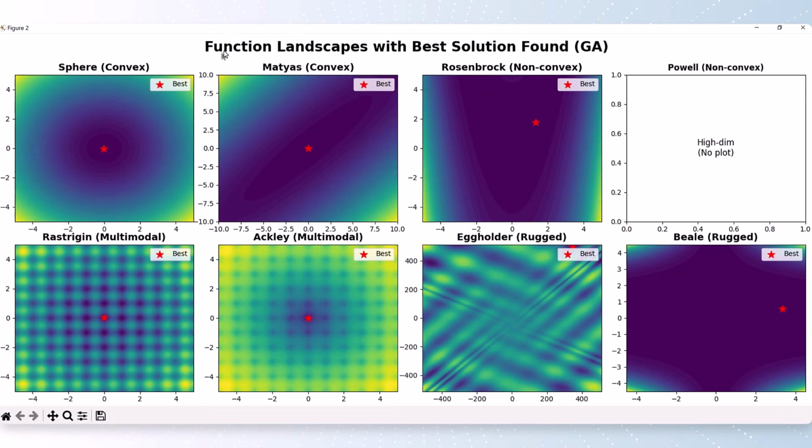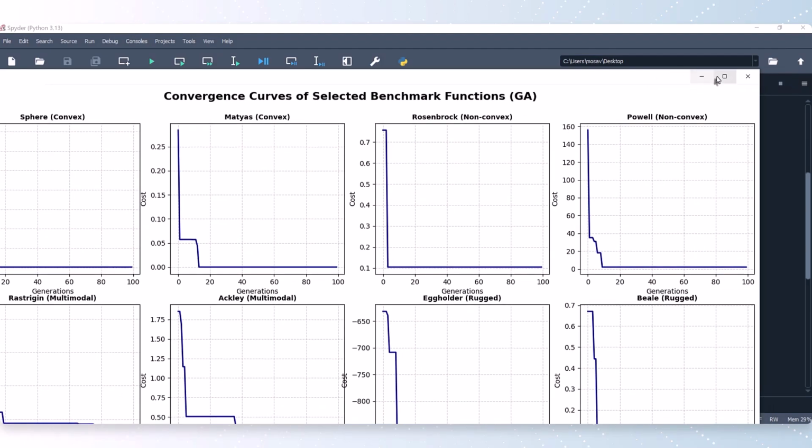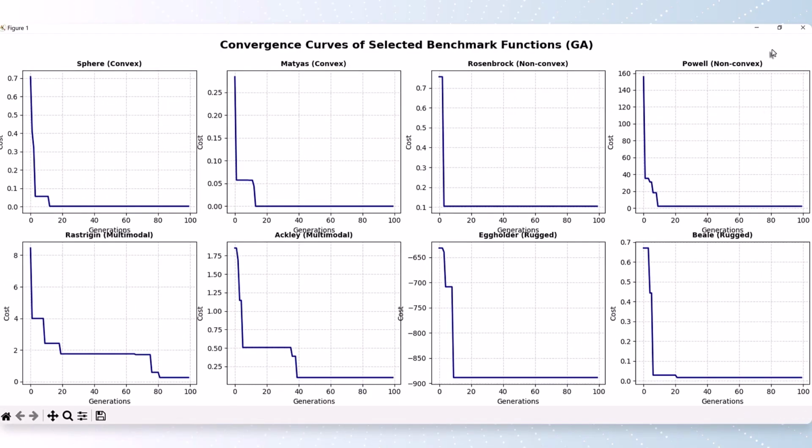One of them is the function landscape with the best solutions found by the genetic algorithm on 8 different functions, starting with Sphere. As you can see, the best solution has been found, which is near the violet area. Also for Matthias, Rosenbrock, Bale, Eggholder, Ackley, and Rastrigin. Also for Powell, because Powell is 4-dimensional, it's not possible to plot it easily, but with a little bit of manipulation, we can do that. Also here, we can see the convergence of each test function solved by the genetic algorithm.